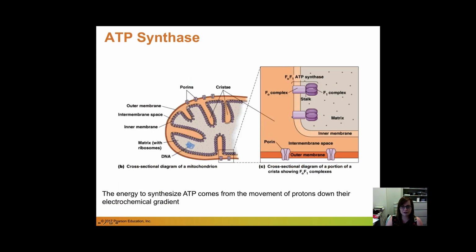So as I mentioned, here's a better diagram of the ATP synthase. We have this stalk complex here that's embedded in the membrane, and protons are going to flow through the stalk. It's also called F0. And this stalk is going to rotate, and then this F1 complex is going to change conformation to make ATP. So the F1 complex, or the knob, is responsible for making the ATP.